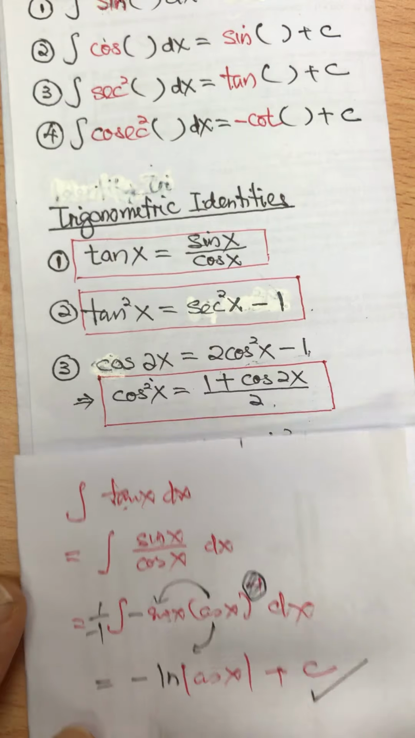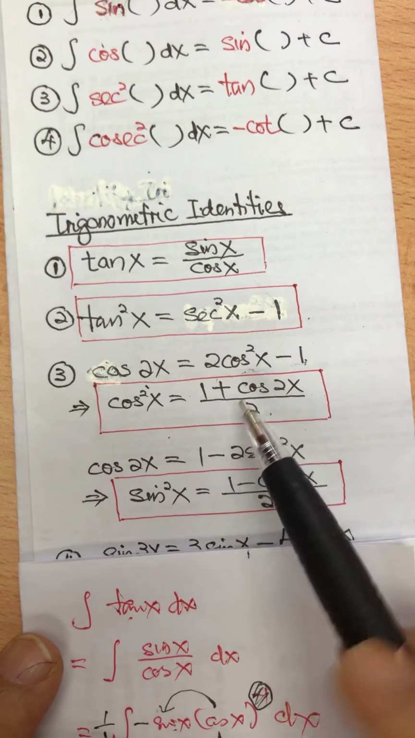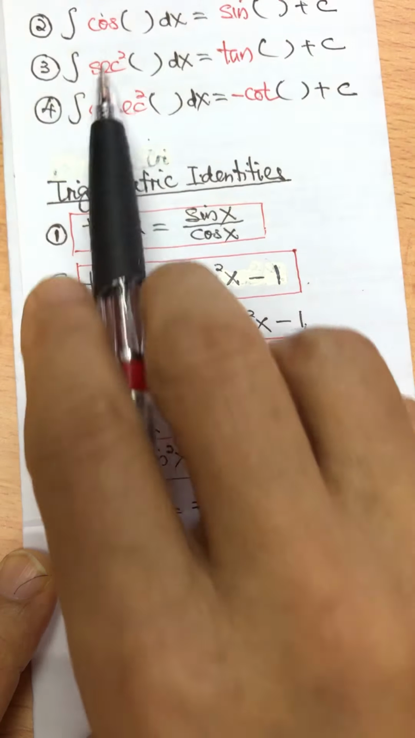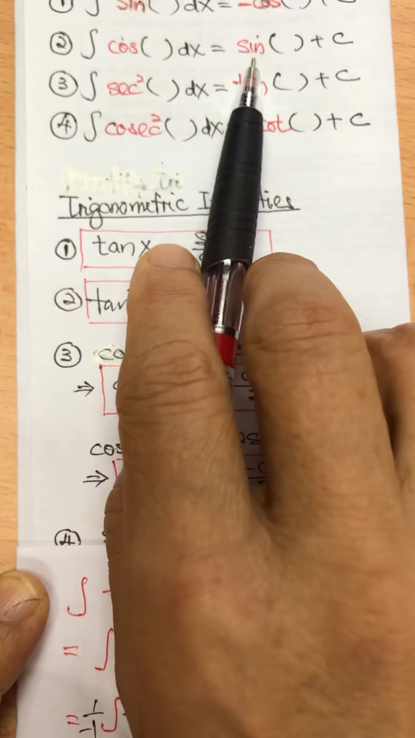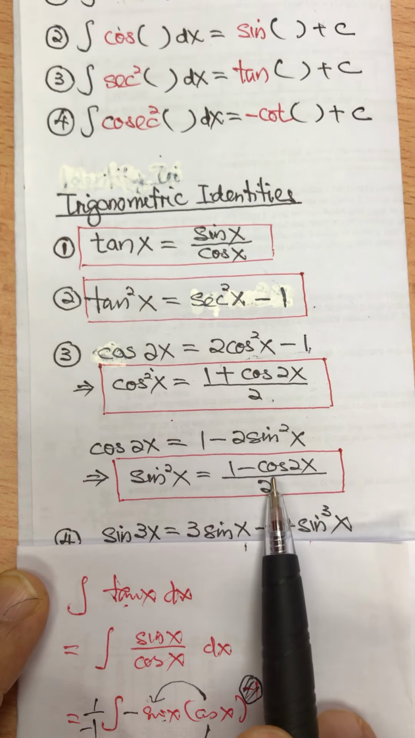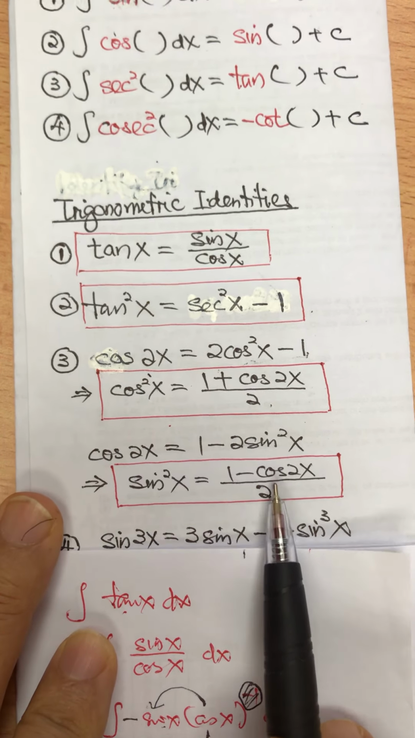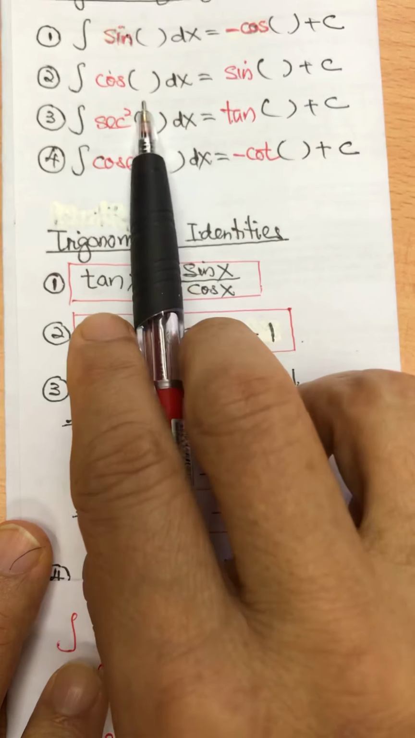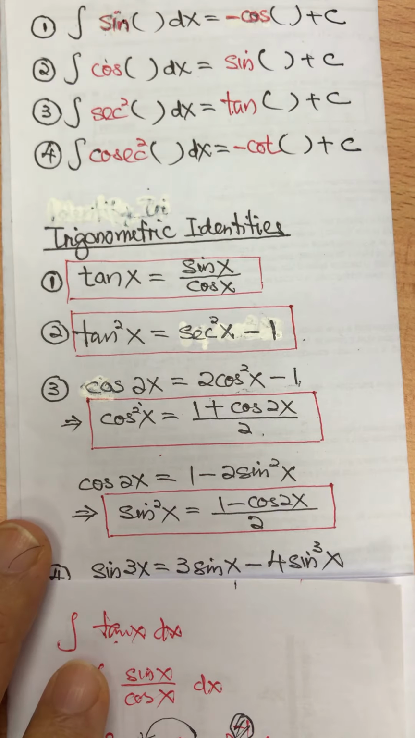So remember, if you don't have cos square or sine square, you use this identity. When you change the cos square, you become cos. Then you can use number 2 to integrate the cos. The sine square also you can change to cos 2x. Then the trigonometric function cos, you can use number 2 to change to sine. I will show you the example now.